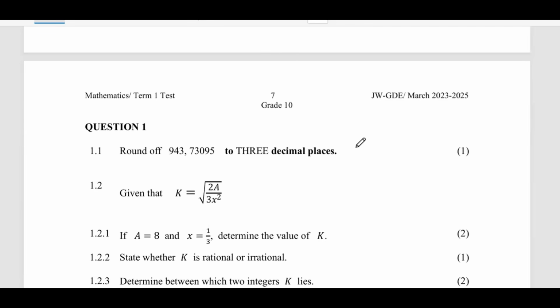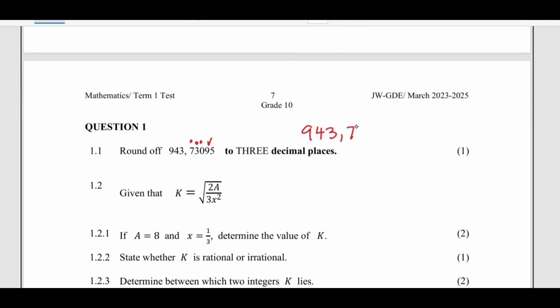Okay, they want us to round off to 3 decimal places. So we said 3 decimal places, 3 numbers after the comma, so 7, 3, 0. What comes after the 0? It's a 9. 9 is going to affect the 0. So it's going to be 9, 4, 3, 7, 3, 1. Okay, that's the answer.